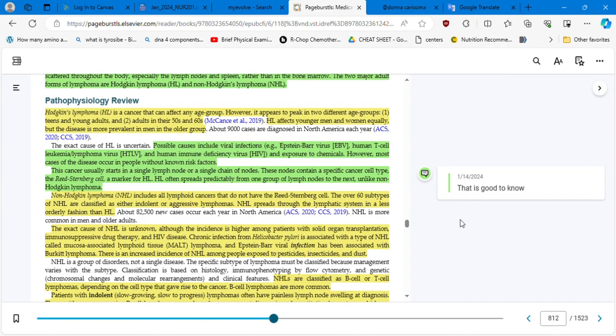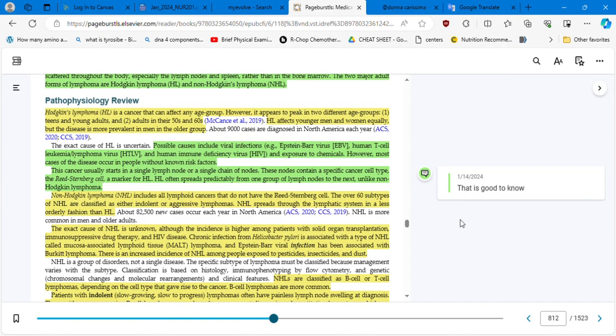Okay, let's talk about non-Hodgkin lymphoma. NHL from now on includes all lymphoid cancers that do not have the Reed-Sternberg cell, like I said again. There are over 60 subtypes of this NHL and are classified as either indolent or aggressive lymphoma and spread through the lymphatic system in a less orderly fashion than HL.